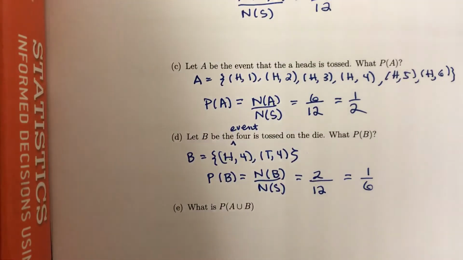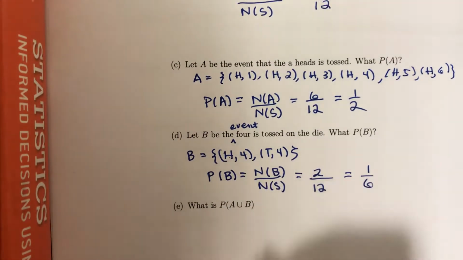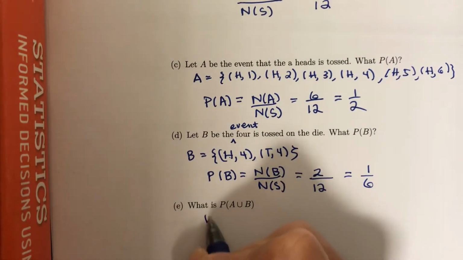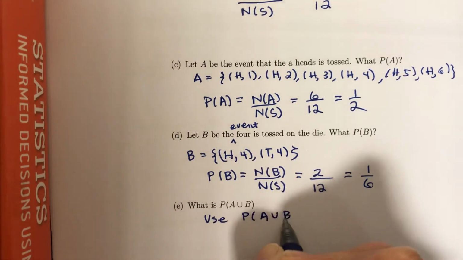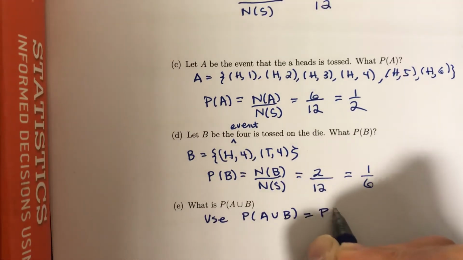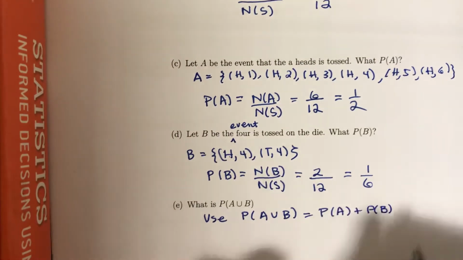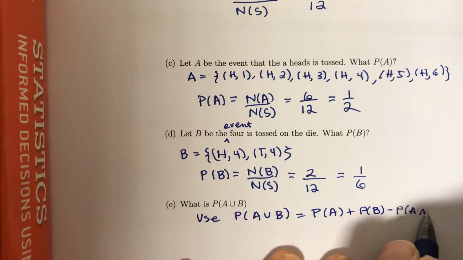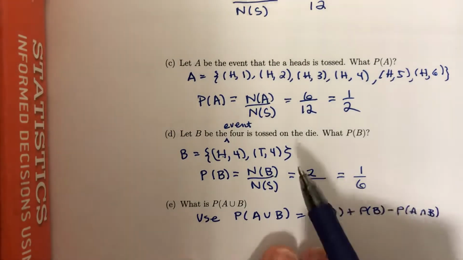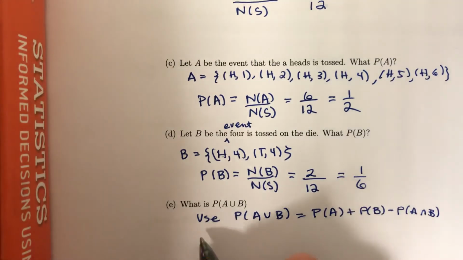And now, what's the probability of A union B? Well, to find this, we can use the formula which says that the probability of A union B is equal to the probability of A plus the probability of B minus the probability of A intersection B. Now we already have the probability of A and the probability of B written down. Let's work on A intersection B.